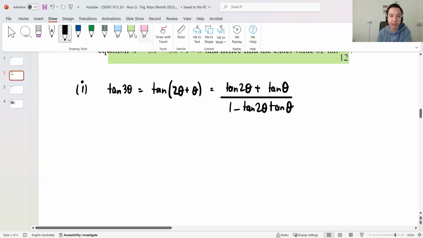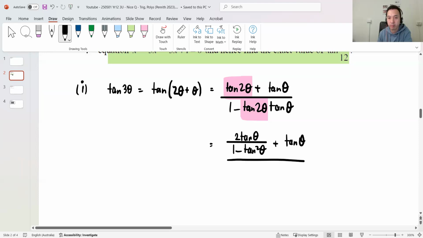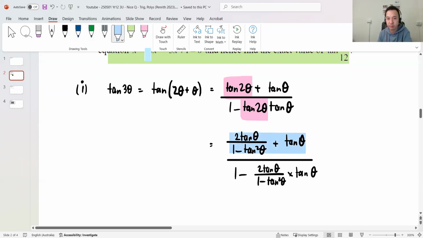And I'm thinking maybe just further expanding that into using double angles. So the double angle is 2 tan theta all over 1 minus tan squared theta, plus tan theta, all over 1 minus, now a bit messy here, 2 tan theta all over 1 minus tan squared theta multiplied by tan theta. And then it just feels like common denominators. Let's see where that takes me.